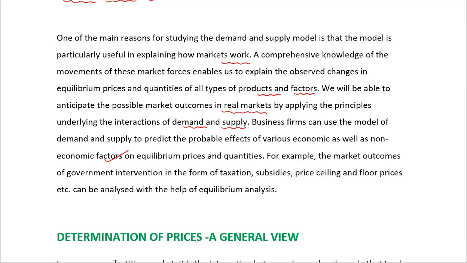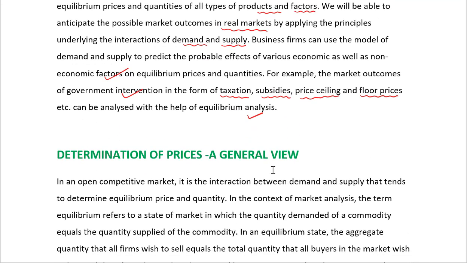Over here, there is an example given that talks about the market outcomes of government intervention in the form of taxation, the subsidies given to various organizations, the price ceiling or floor prices, which can be analyzed with the help of equilibrium analysis. Generally, what happens if government wants to discourage a product? Government puts extra tax on that product. Generally, government imposes extra taxation on demerit goods.